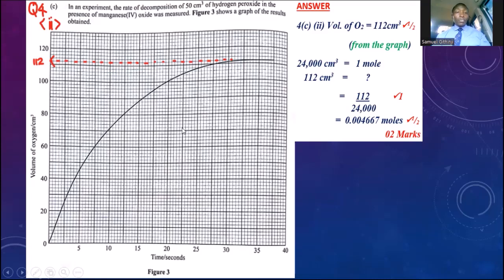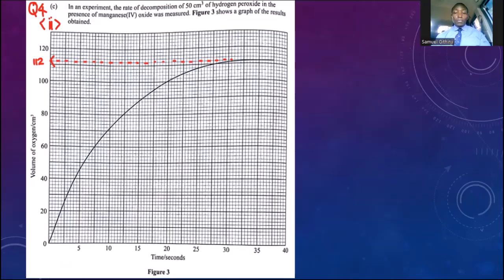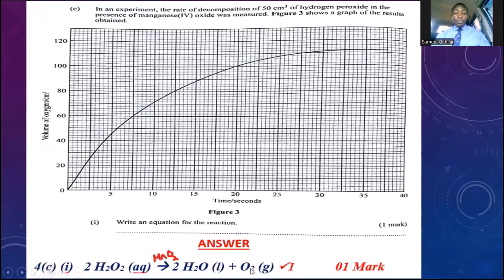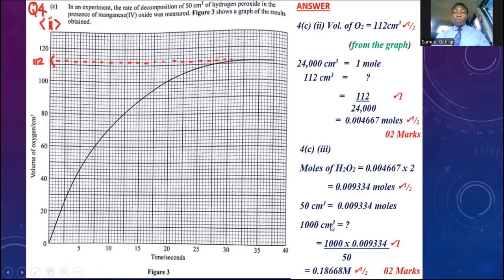The next question was to determine the concentration of hydrogen peroxide. The equation will help you because we already have the equation here. That tells you for every 1 mole of oxygen, I need 2 moles of hydrogen peroxide. And that tells you the number of moles of hydrogen peroxide will be twice the number of moles of oxygen. You multiply there by 2, my student, you get that half, yes.